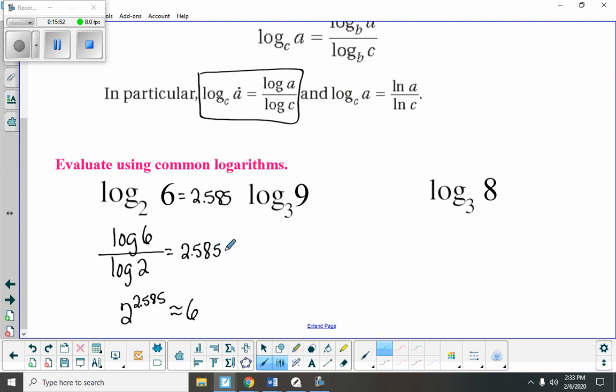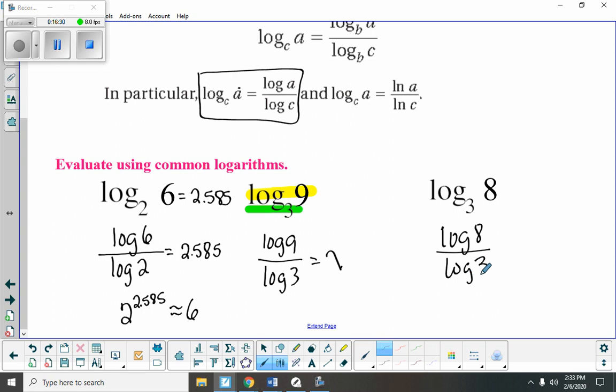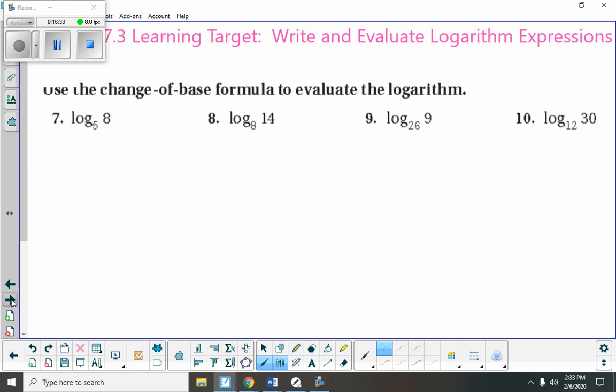For this one, log base 3 of 9, you type in log of 9 divided by the log of base 3. That gives you log of 9 divided by the log of 3, which is 2. The next one, you type in log 8 divided by log 3, and that will give you your answer.